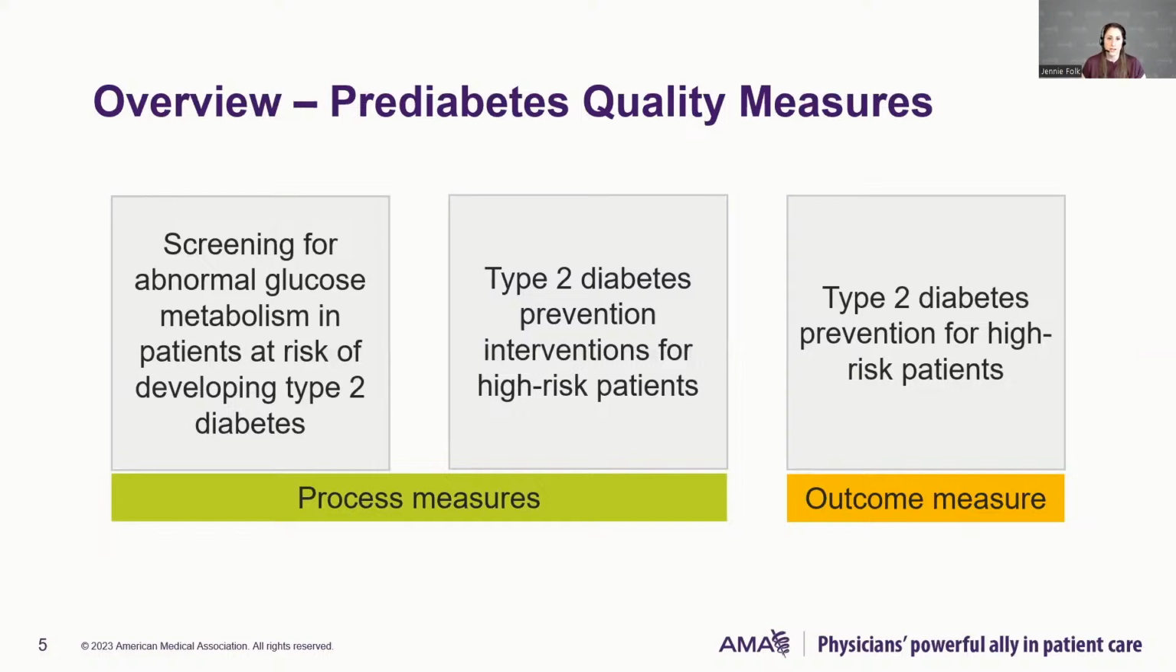The current measure set includes 3 measures, all developed as electronic clinical quality measures, or eCQMs. The first 2 are process measures and include screening for abnormal glucose and type 2 diabetes prevention interventions. The last measure, type 2 diabetes prevention for high-risk patients, is an outcomes measure.